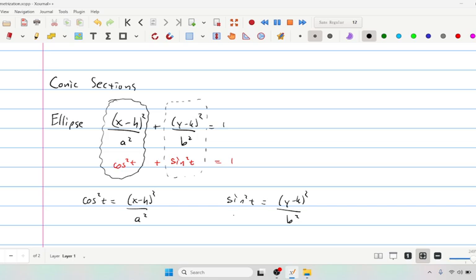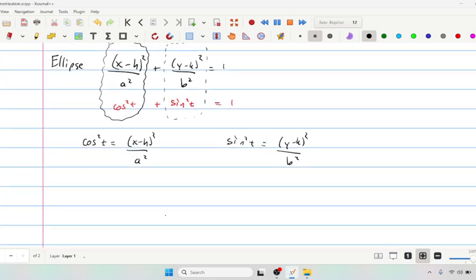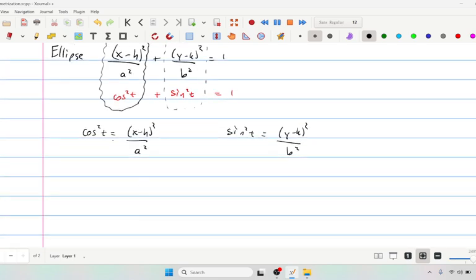And now let's solve each of those for x and for y, respectively. So we'll start out by taking the square root of both sides and then multiplying the a over. So we get a times cosine t is x minus h. And then finally add the h to both sides. So we get x equals a cosine t plus h.